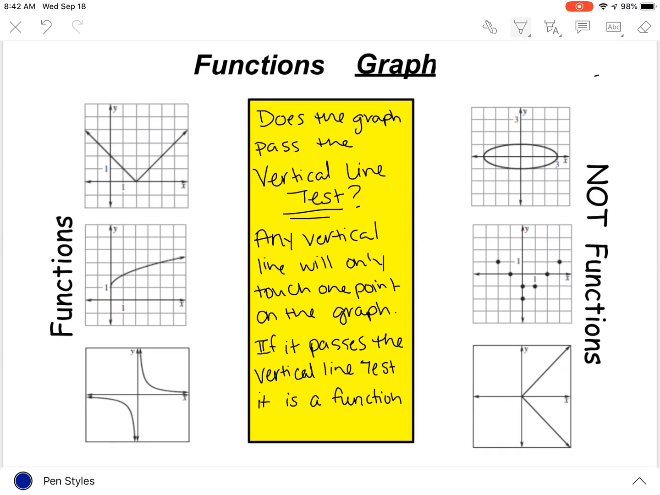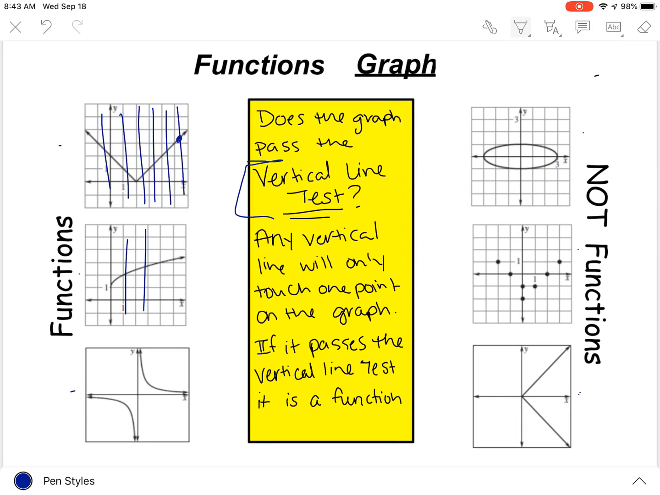So let's look at some graphs here. On the left-hand side of our page, we have 3 functions. On the right-hand side, we have 3 examples of graphs that are not functions. So when you're looking at a graph, the way that you tell if it is a function is to ask yourself, does it pass the vertical line test? In other words, could you draw any vertical line on that graph and have it only hit one point of the graph? If the answer is yes, it is a function.